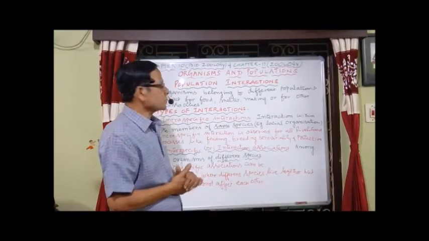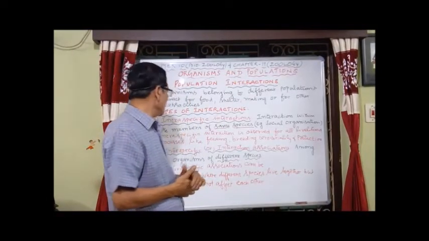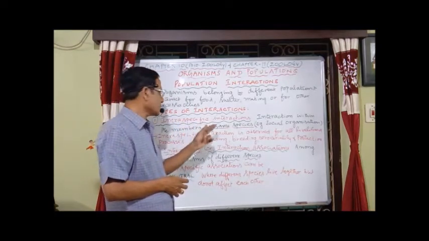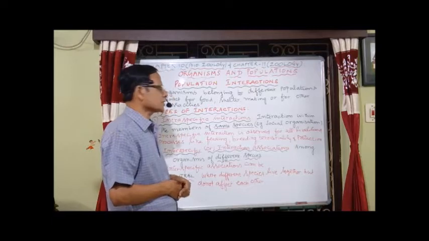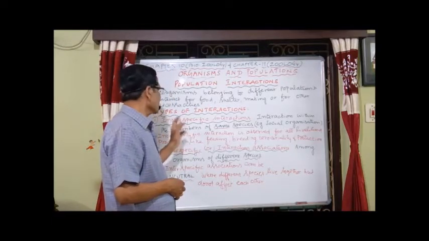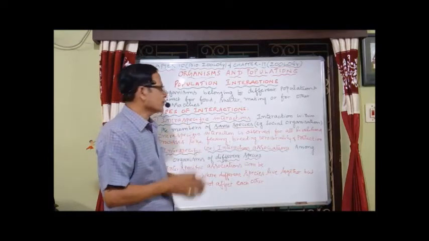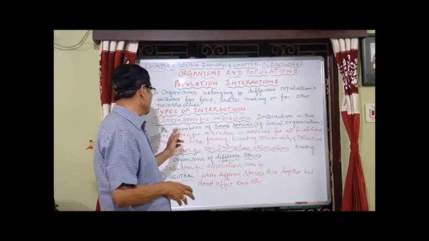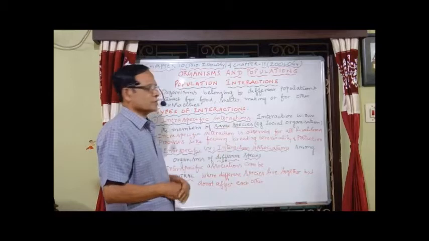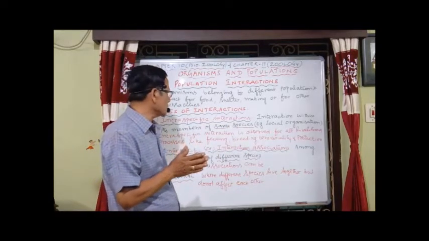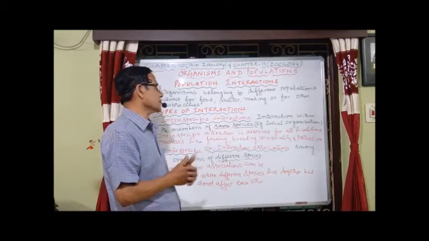Now, what are the types of interactions? There are two types of interactions. One, interspecific interactions. The other, intraspecific interactions. Intra means within. So it is interaction within the members of the same species. Interaction within the members of the same species is known as intraspecific interactions.